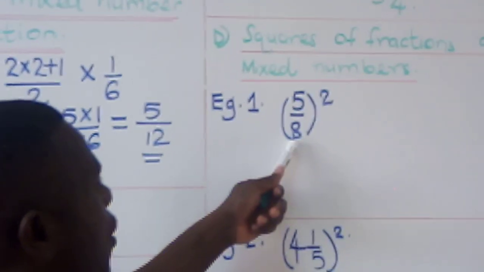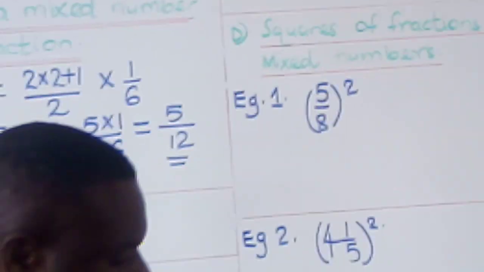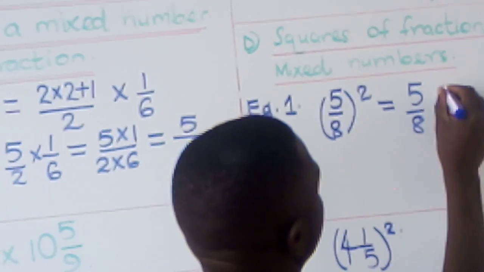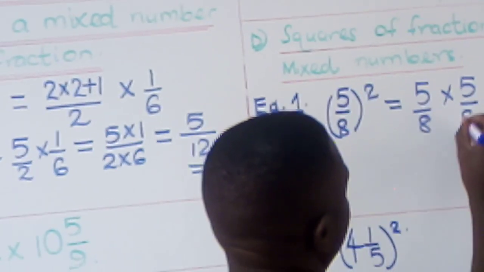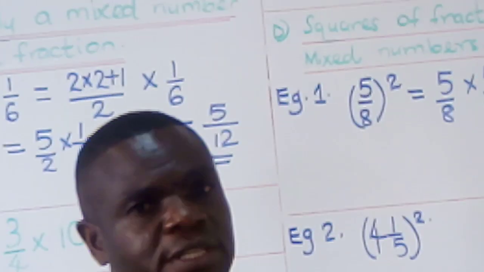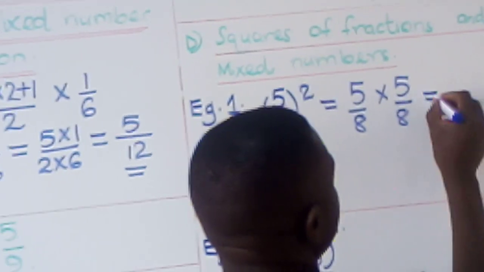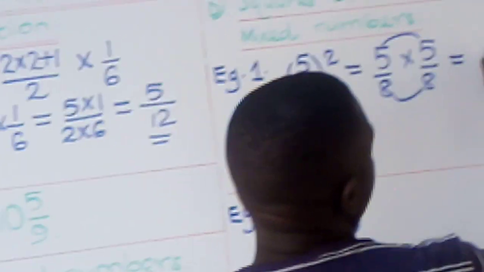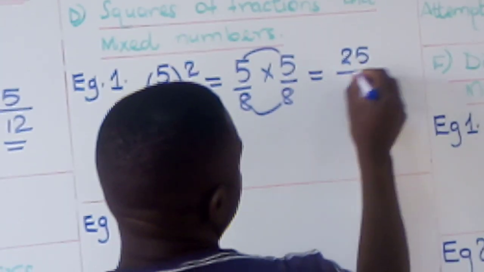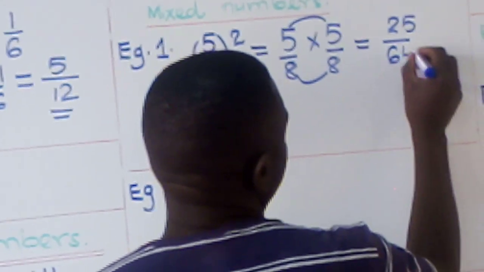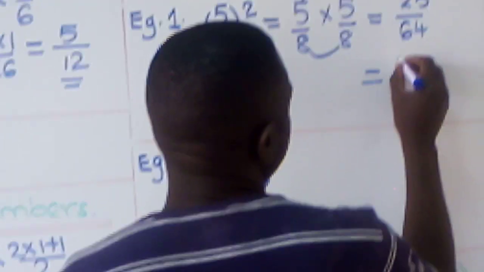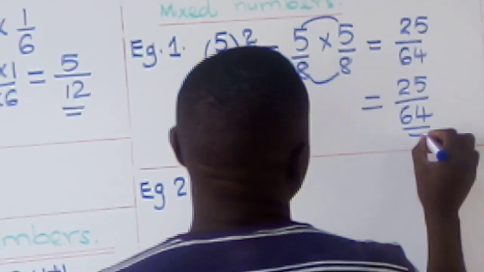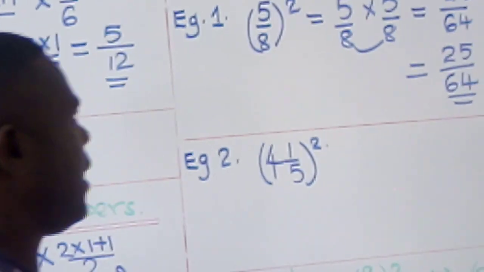So the square of 5 over 8 will be 5 over 8 multiplied by 5 over 8. And since we cannot cancel, we will multiply 5 by 5 and 8 by 8. So 5 times 5 is 25 and 8 by 8 is 64. So the answer here will be 25 over 64. That is the square of 5 over 8.